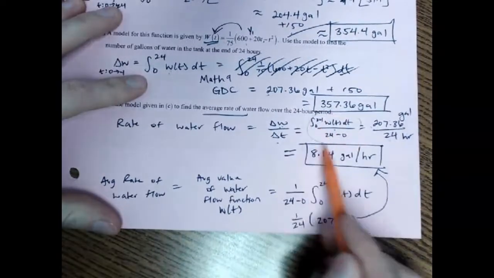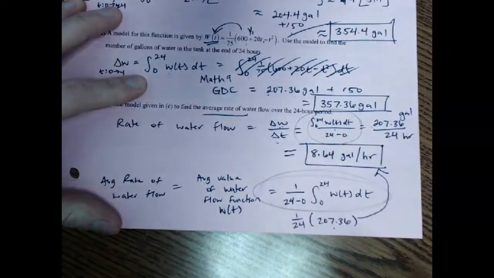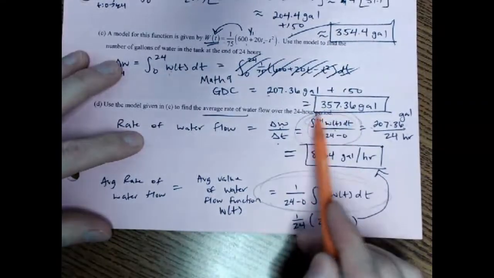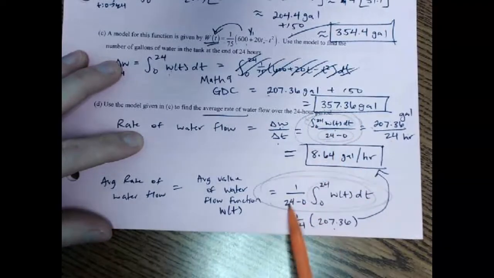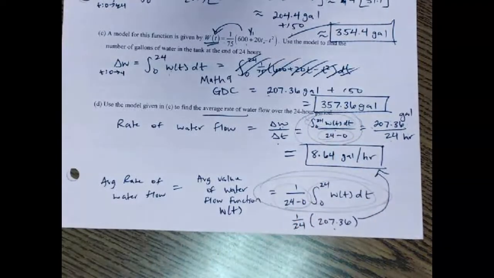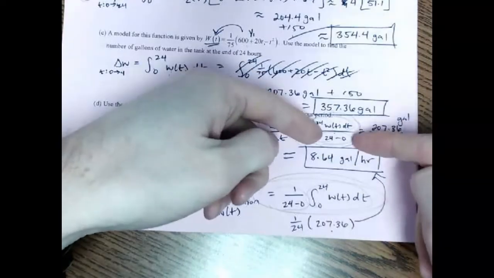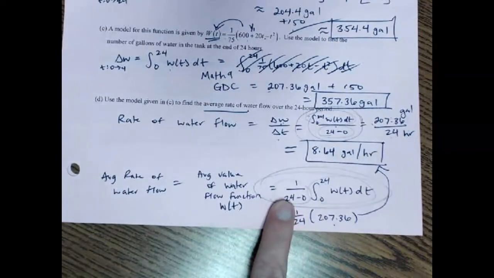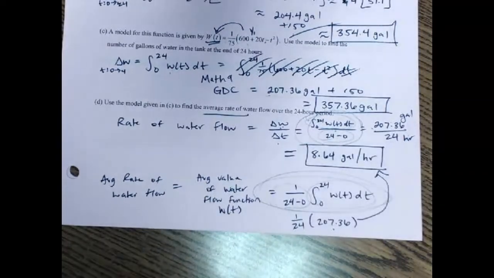This and this are the exact same thing, right? Here it's just got it written on the top, here it's on the right, here it's got it on the bottom, here it's over there on the left. But whether you do the integral divided by the time interval that elapses, or whether you have the time interval out in front and then the integral, you're going to get the same thing. We're trying to figure out how much water comes in over how long it is coming in.